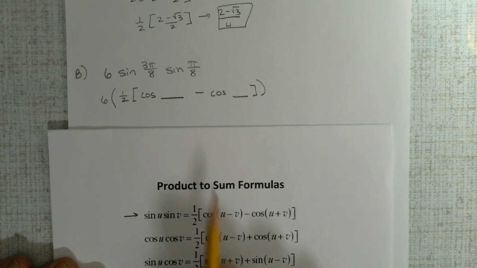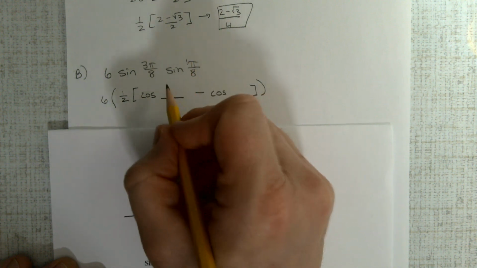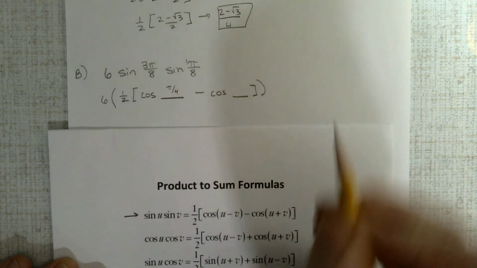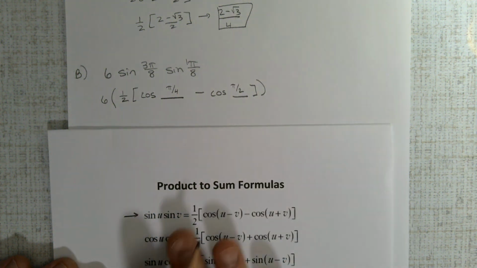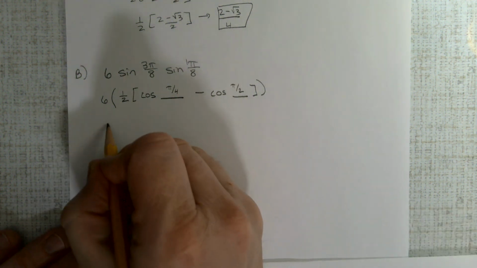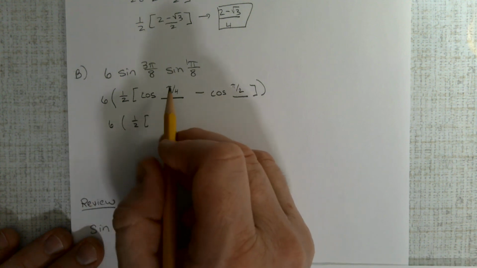Alright, what do I have to do first? Subtract them. That's 1, so that's 2/8. That's pi over 4. And add them, that's 4/8. That's pi over 2. Now everything's unit circle. Put the formulas away. Do the math. Let's leave that 6 for now. What is cosine of pi over 4?